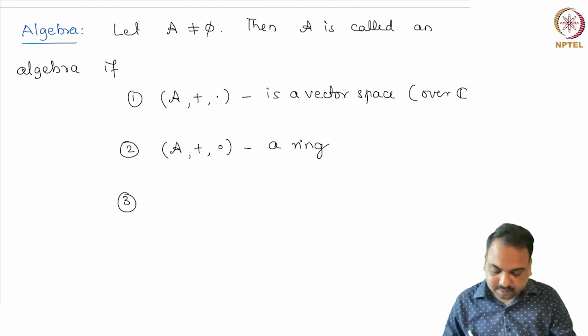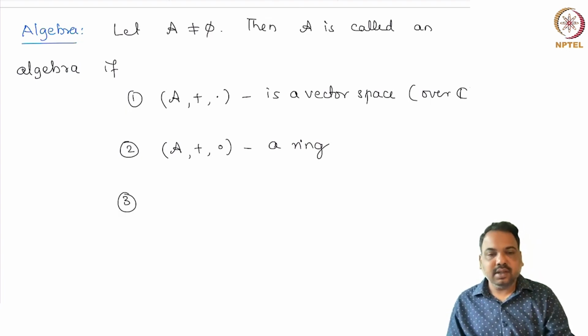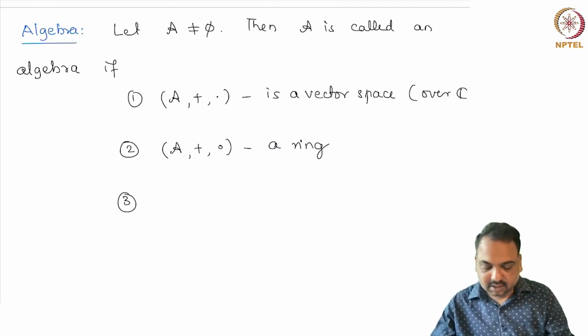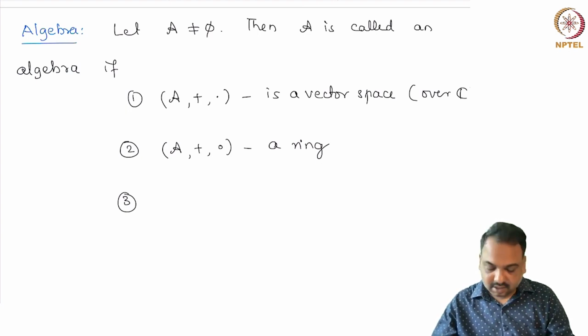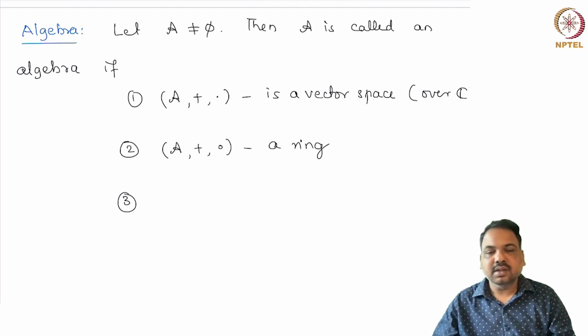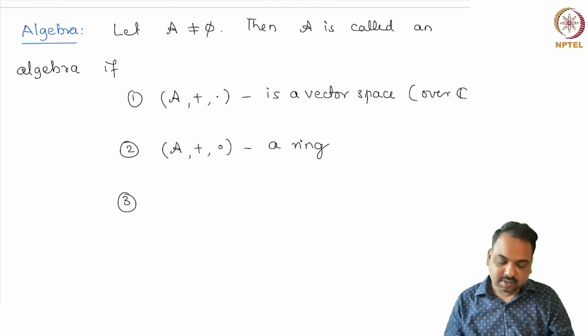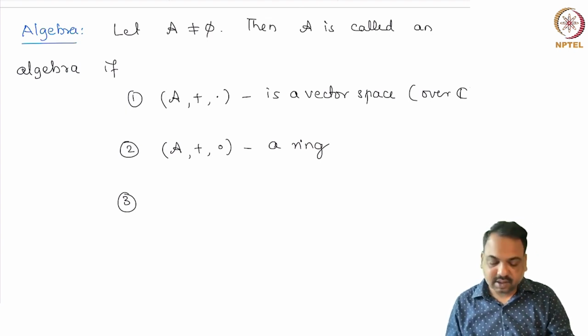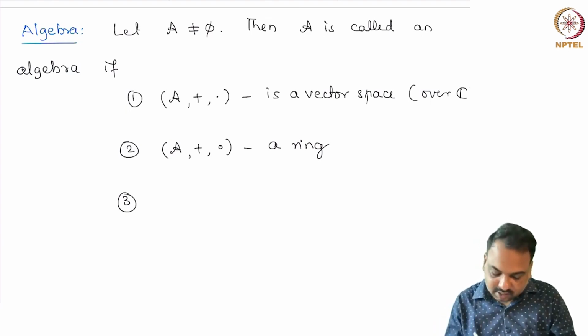And the third condition. If you observe these two axioms, plus is there in both conditions. In the first case we have scalar multiplication, and in the second case we have multiplication of two elements from A. So if we can connect these two operations, dot and circle, then we can say that there is a relation among all three operations, plus, dot and circle. So we say that all these operations are compatible with each other. Such a condition is given as follows.